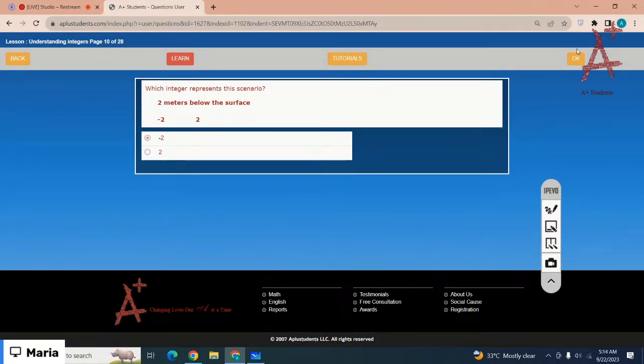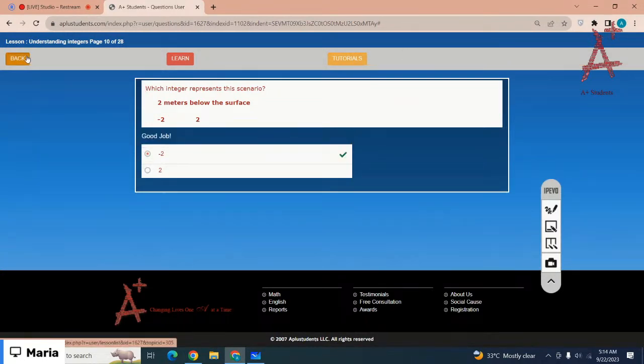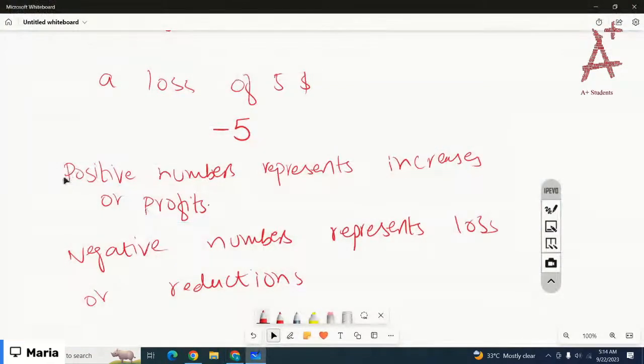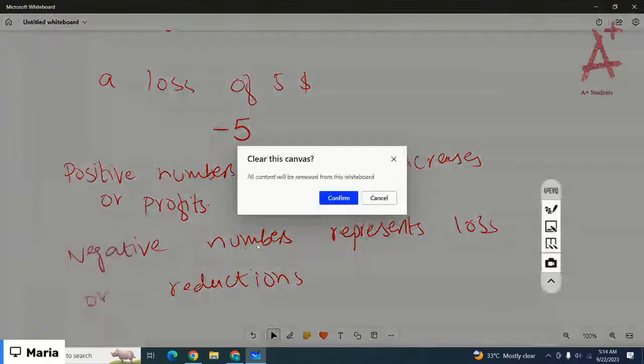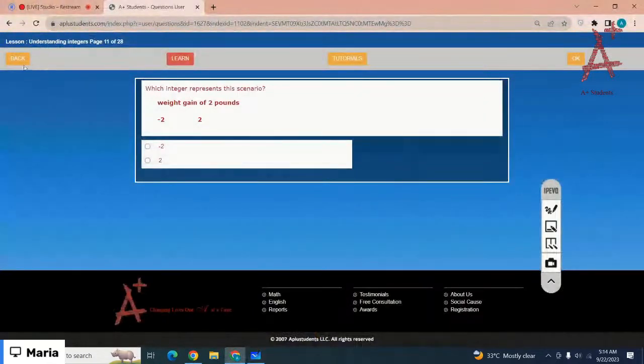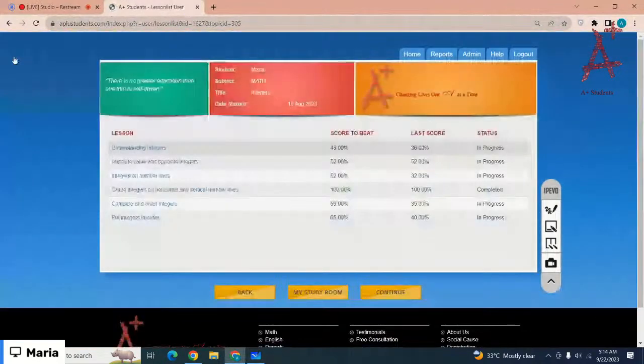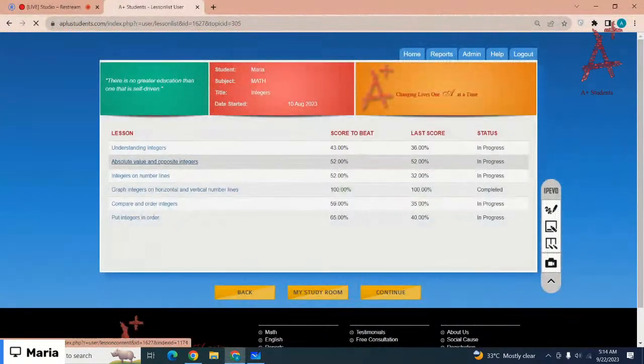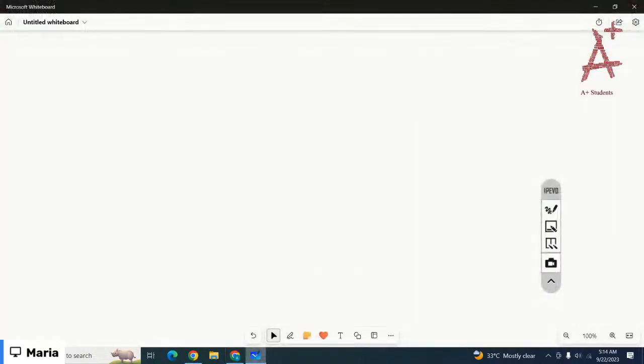number, right? Okay, you can complete the lesson by yourself later today. Let's just start with the next lesson, that is absolute value and opposite numbers, right? Okay, let me just see if that is the same lesson. Okay, the next one is absolute values and opposite integers. So what do you know about absolute values?